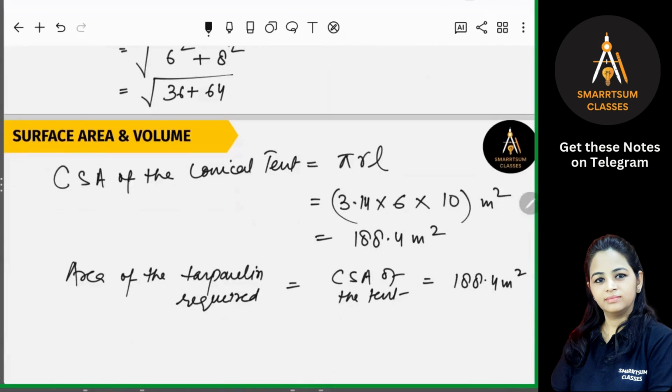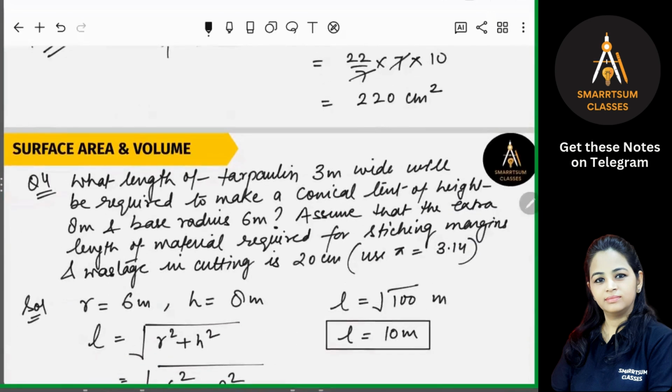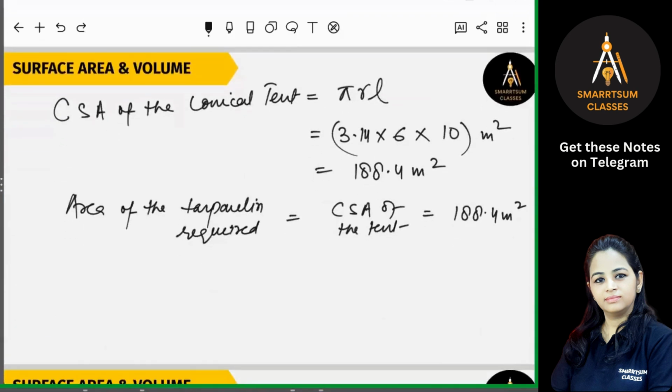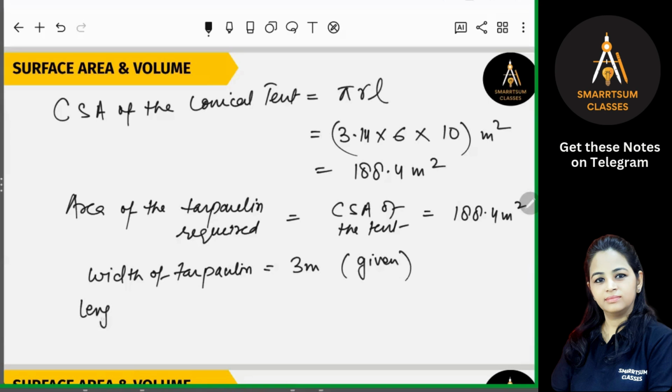Now the width of the tarpaulin is already given here. The tarpaulin has a width of 3 meter and this is fixed, and now we have to find the length. Area we have already found, which is the curved surface area of the tent. Now we can find out the length. Are you getting that? So write down width of tarpaulin is 3 meter. This is given.